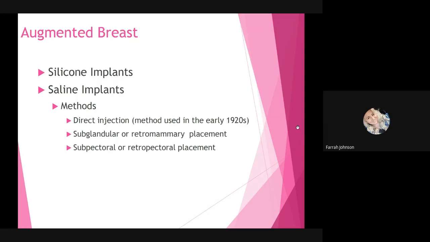Then we have the augmented breast. So remember that a patient can either have silicone implants or saline implants. The methods for those in the early 1920s, we did a direct injection of silicone through needles and vials of liquid silicone that would harden inside the breast. Nowadays, we do surgical augmentations using subglandular or retromammary placement. We can also place the implant subpectoral or retropectoral depending on patient preference.